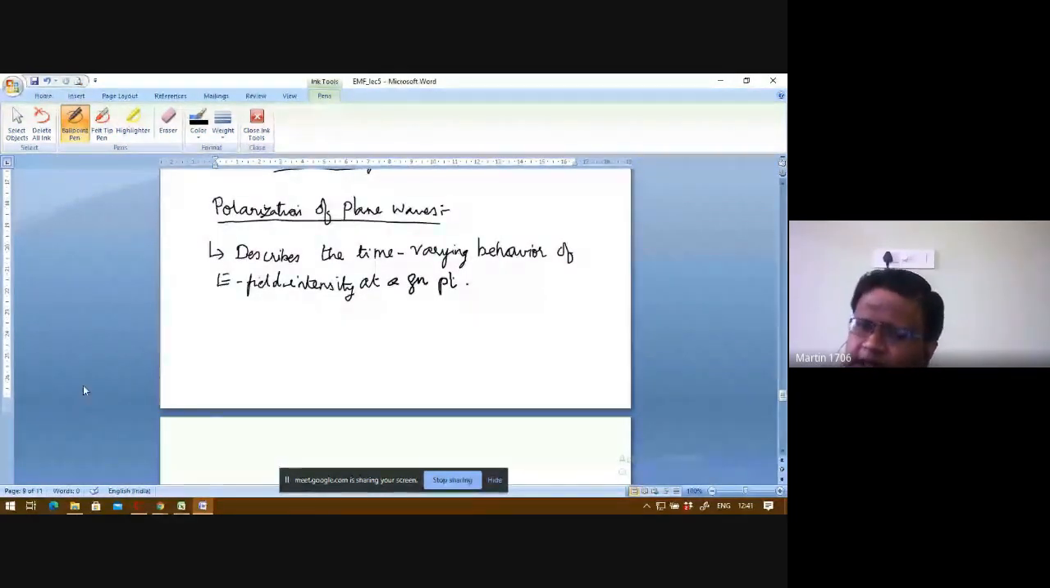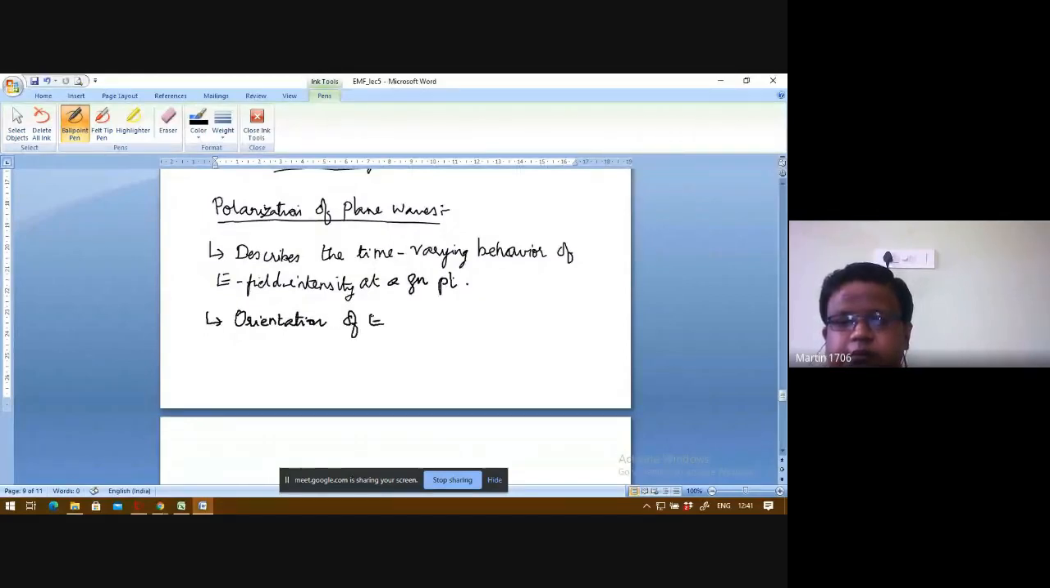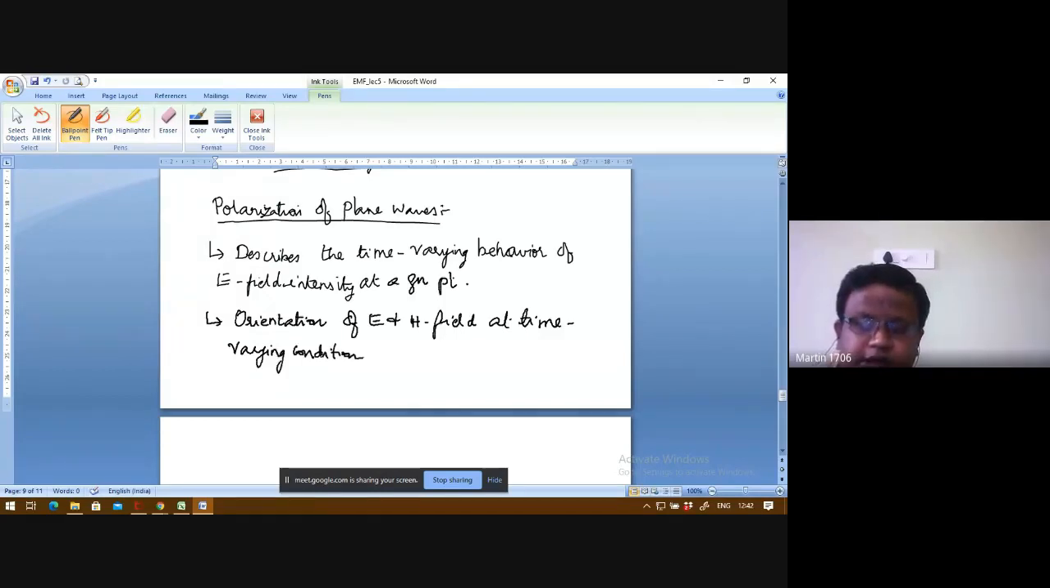Is it only for electric field intensity? No, it is also for the magnetic field intensity, both electric and magnetic field intensity. So the new definition is: it is defined as the orientation of the electric and magnetic field in time varying condition. That is called polarization.